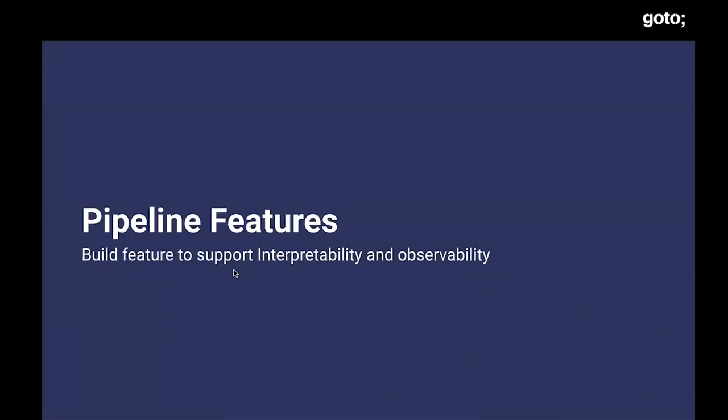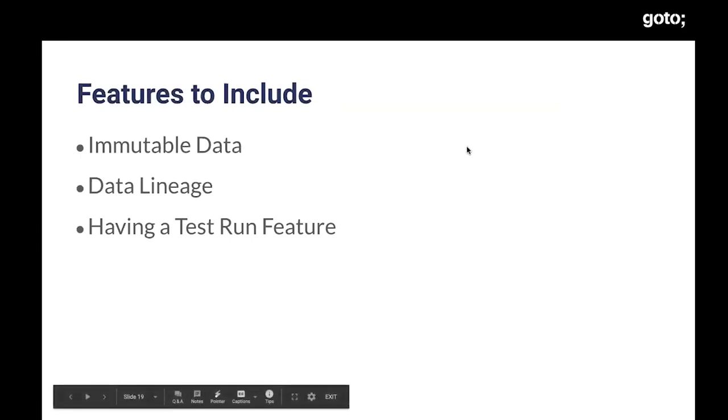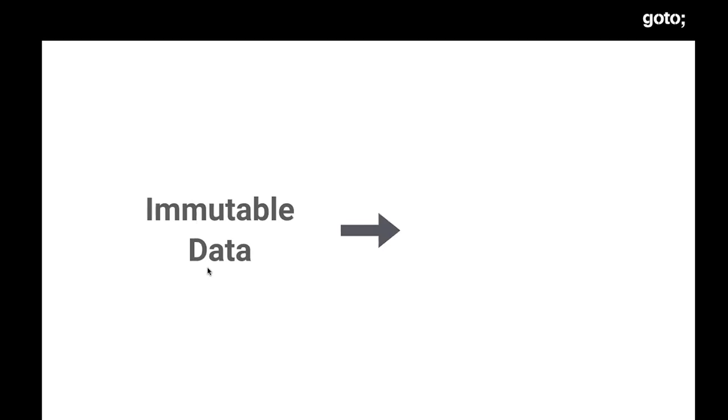Let's talk a little bit about the pipeline features that allow for interpretability and observability. From my perspective, there are three key features: immutable data, having a data lineage, and having a test run feature, some way to do a dry run before you go into production. So let's talk about immutable data.